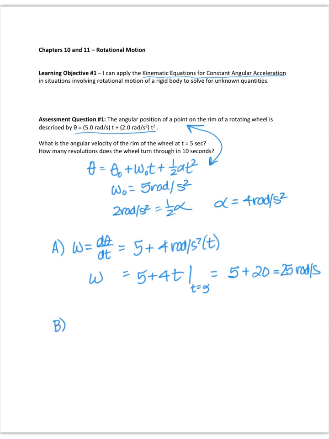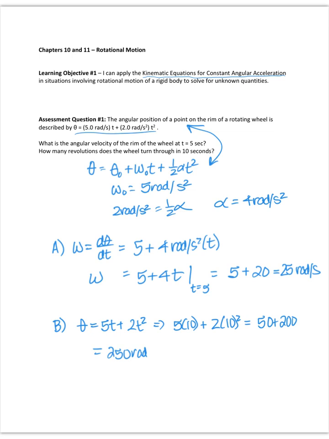For part B, it asks how many revolutions does the wheel turn through in 10 seconds? So now I'm going back to my theta expression, 5t plus 2t squared, and I'm going to let t equal 10. So I get 5 times 10 plus 2 times 10 squared, which is 50 plus 200, and that's going to give me 250 radians.